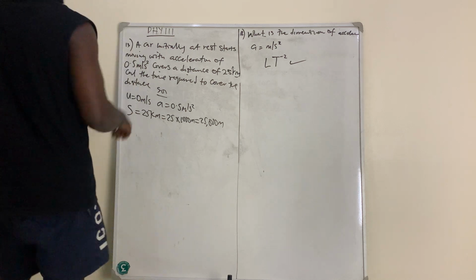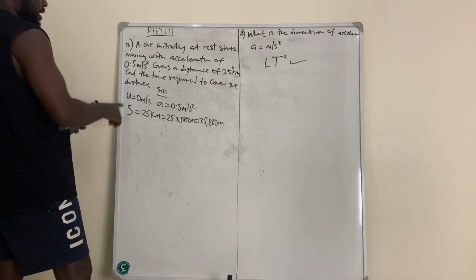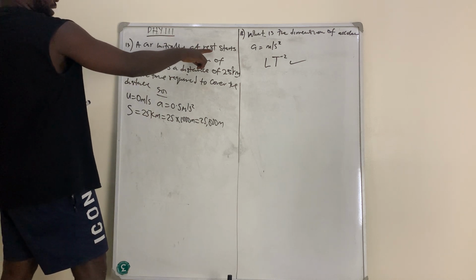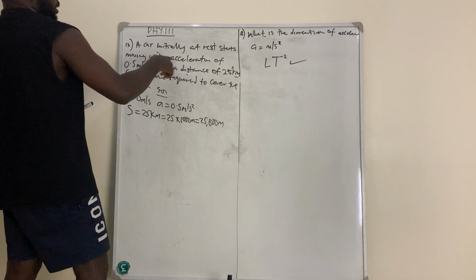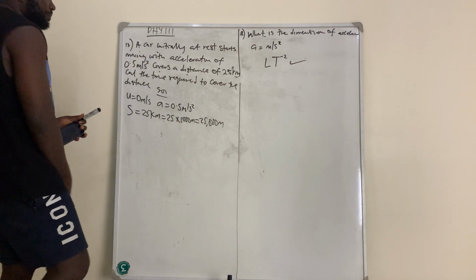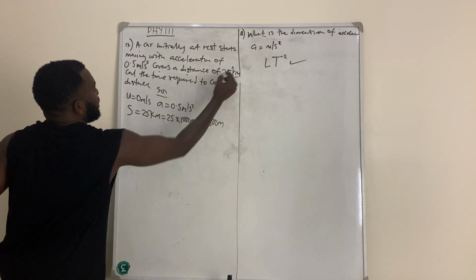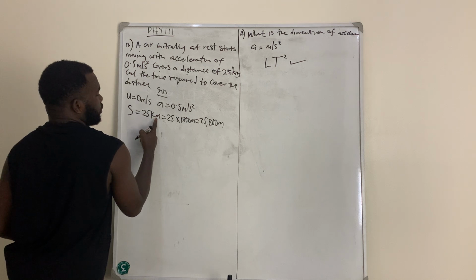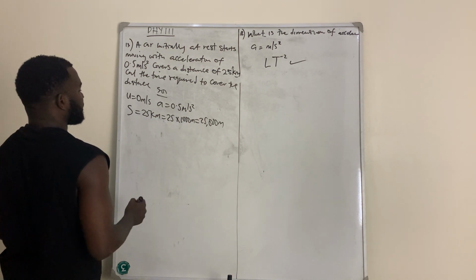So we come to question number 13. Question number 13 said, a car initially at rest, because they say that rest means that our u is 0 meter per second. And they gave us the acceleration, 0.5 meter per second square. And they gave us the distance, 25 kilometer. Kilo means 1,000, so you have 25 times 1,000, which is 25,000 meters.